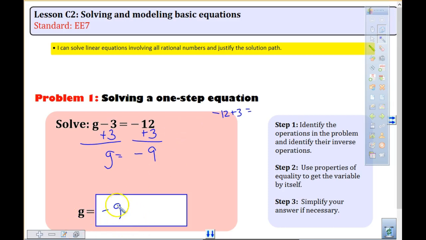Now, if you get this answer, G equals negative 9, the question is, how do you make sure you got the right answer? So I'm going to be asking you to do a check. When you do a check, what you're going to be doing is writing the original problem. So you'll write the original, and you'll substitute the variable. And instead of the variable, you'll put what it was equal to. Substitute what the variable was equal to.